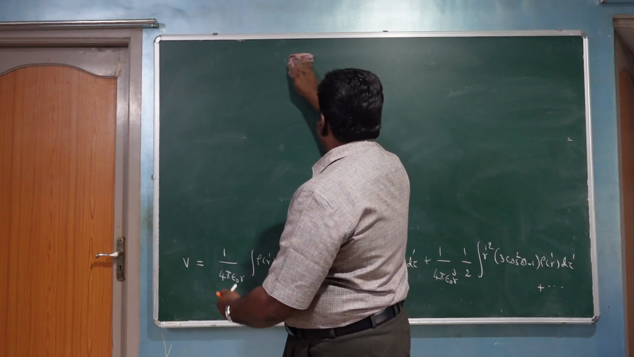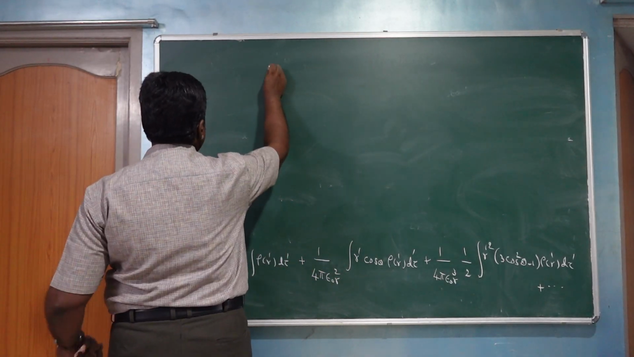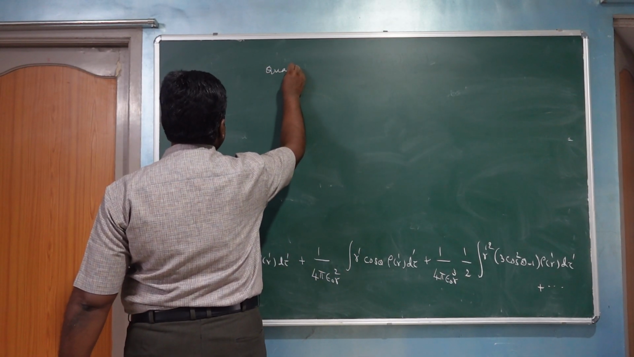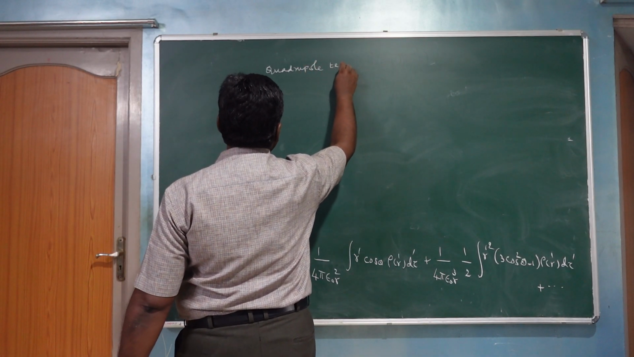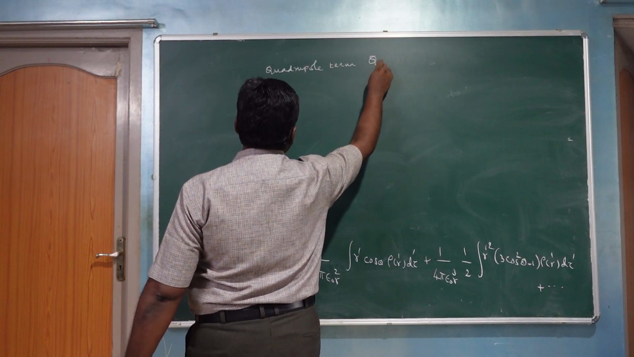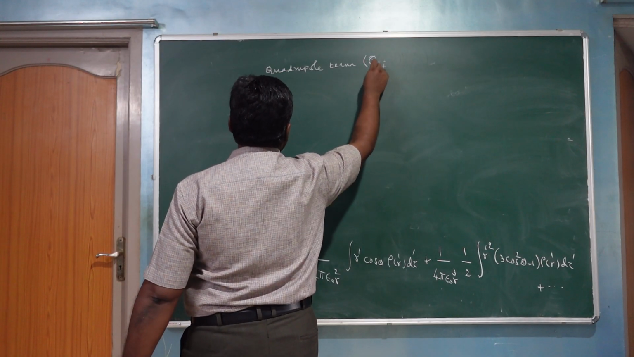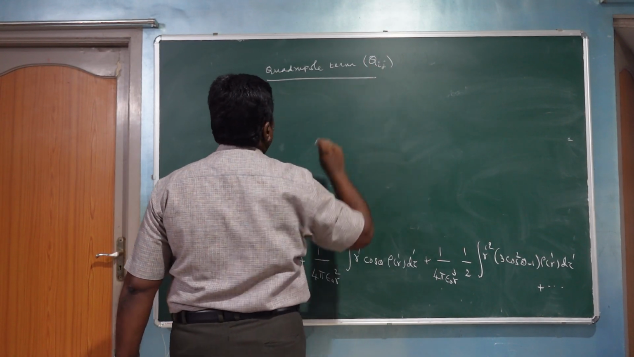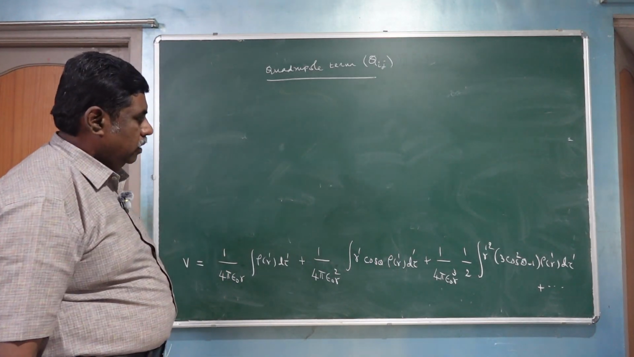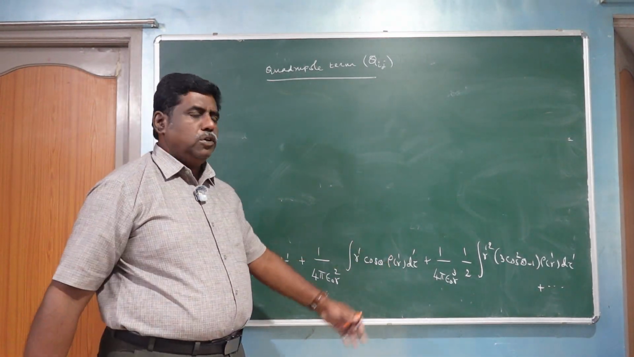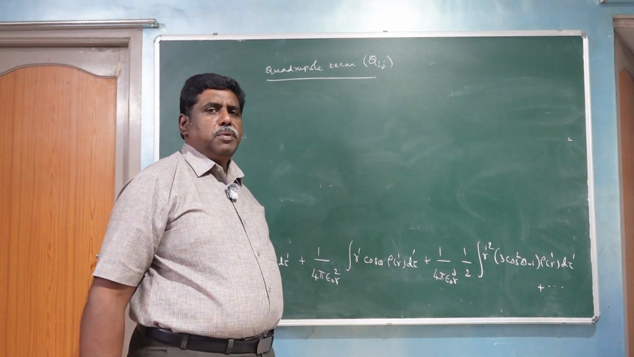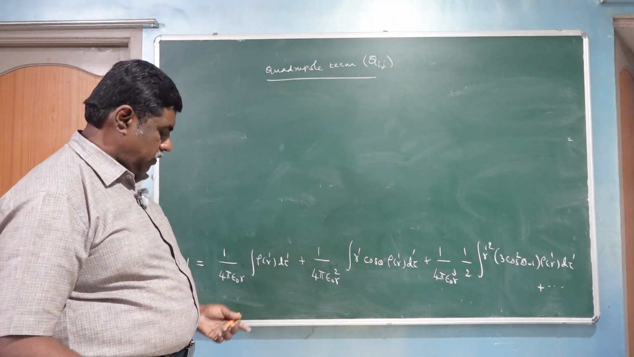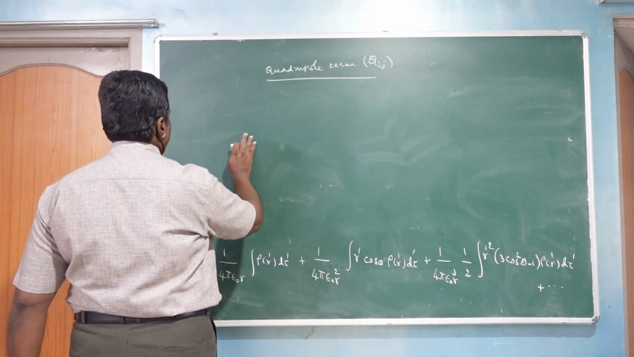Quadrupole term is a tensor. Quadrupole term, which is given by the formula q suffix ij, which is a tensor quantity. Suppose qij is not equal to 0, the term is dominating to the electric potential. For that we have to write the condition.